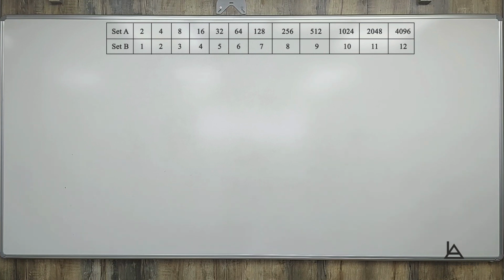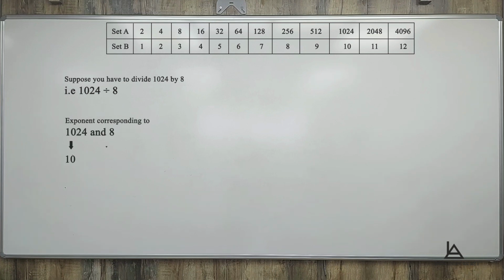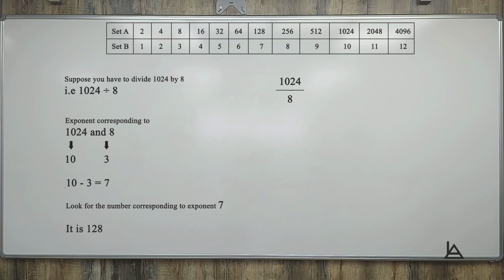Now let's see the magic working for division. Now suppose you have to divide 1024 by 8. The corresponding exponents of 2 are 10 and 3 respectively, as you can see from the table. Subtract the exponent, that is 10 minus 3, which is equal to 7. The number in A corresponding to exponent 7 is 128, and therefore 1024 divided by 8 is 128.